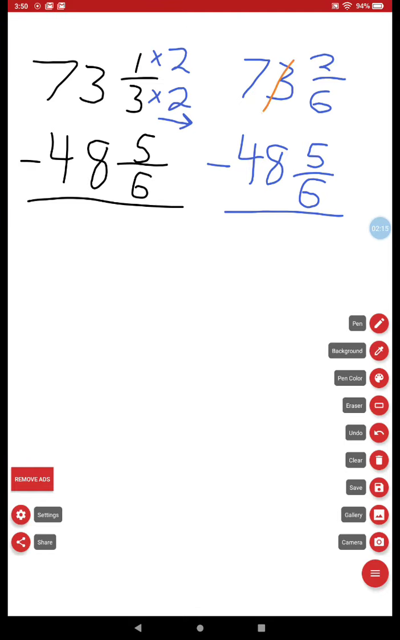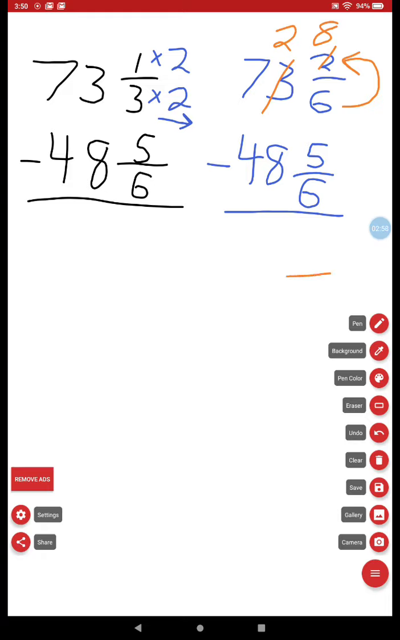I borrow from the 3. 3 now becomes a 2, so this now is 72. But I don't put a 1 up here and call it 12. Instead, I need to add what my denominator is to my numerator. 6. You're used to, when you're borrowing, adding 10. So 2 becomes 12, but now that you're adding 6, 6 plus 2 is going to get you 8. Okay, so now that I have borrowed, and we called it regrouping now, I can go ahead and subtract.